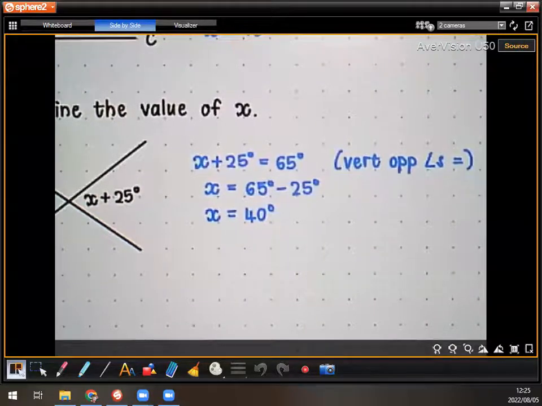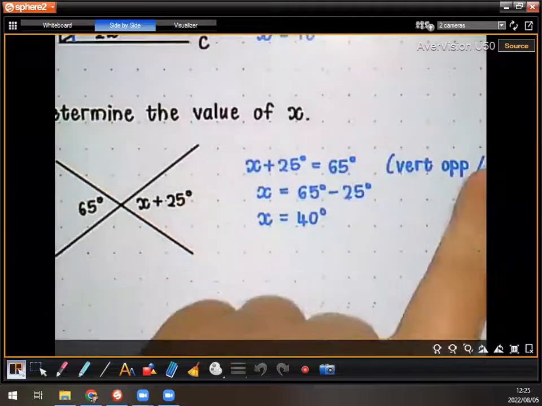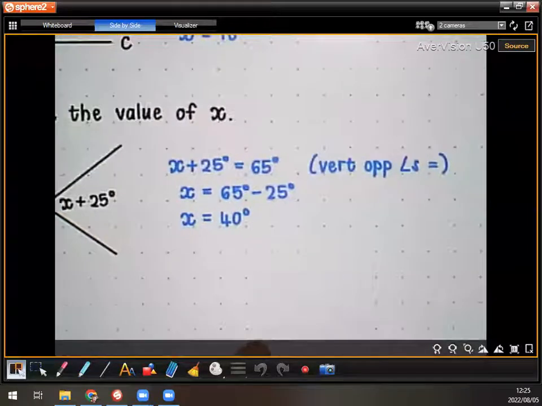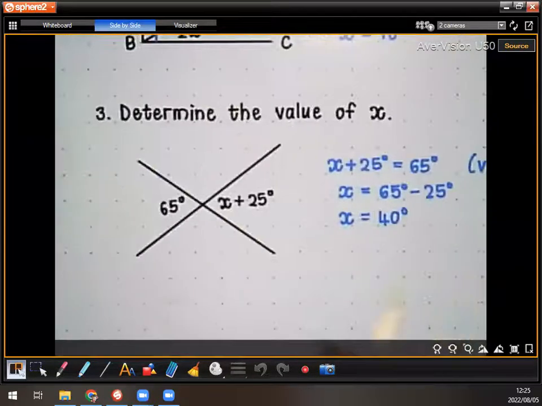So guys, we need to know our geometry in order to set up the equation, right? We need to know that vertically opposite angles are equal. So that line is using geometry knowledge. And then after that, we need to know how to solve an equation in order to get that right. Okay. Number 4.